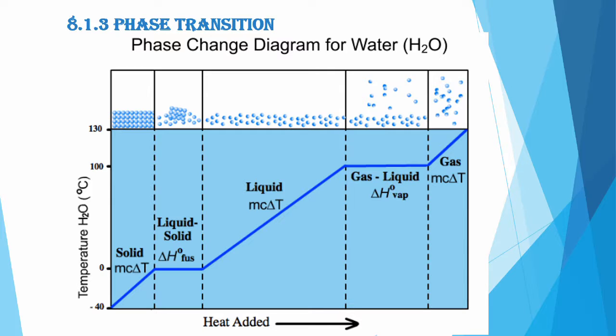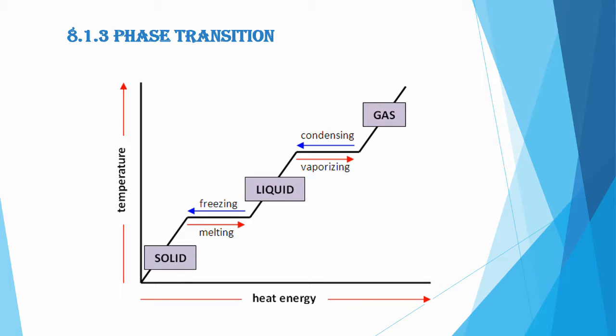Phase changes such as: 1. Solid to liquid, the melting process, or liquid to solid, the freezing process. 2. Liquid to gas, the vaporizing process, or gas to liquid, the condensing process. During a phase transition, the temperature of the object remains constant. Phase change involves a change in internal energy.